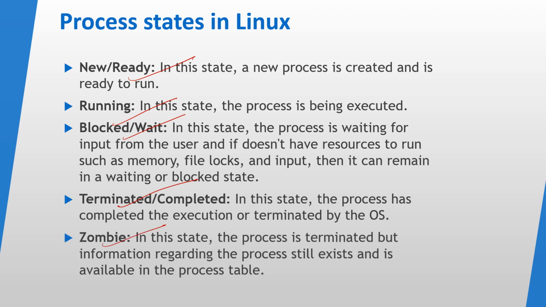So in ready, it is a new process created and is ready to run. In running, the process is being executed. In the waiting state, the process is waiting for input from the user, and if it doesn't have resources to run such as memory, file locks and input, then it can remain in a waiting or blocked state. Okay. Terminated: in this state, the process is completed by the user or terminated by the operating system. The process is terminated, but information regarding the process state is still available in the process table. Okay.